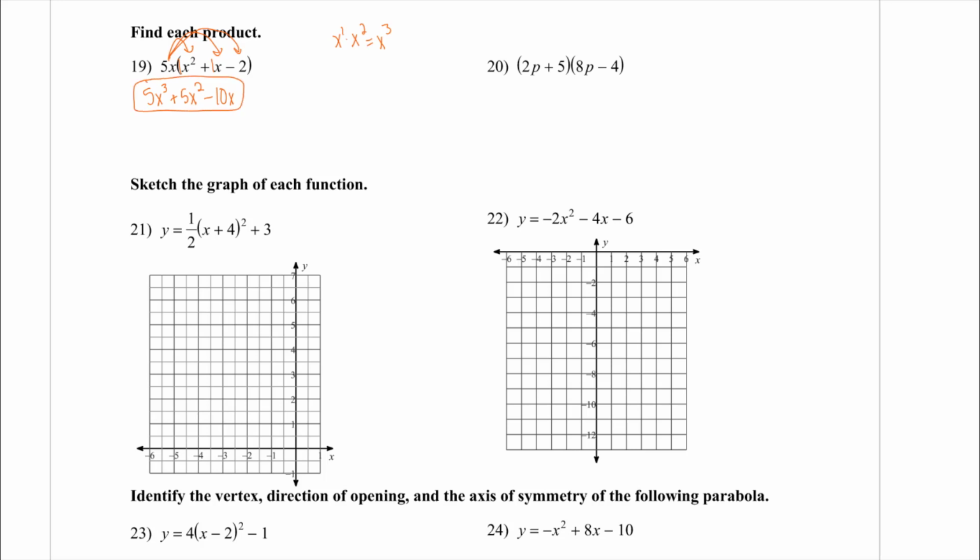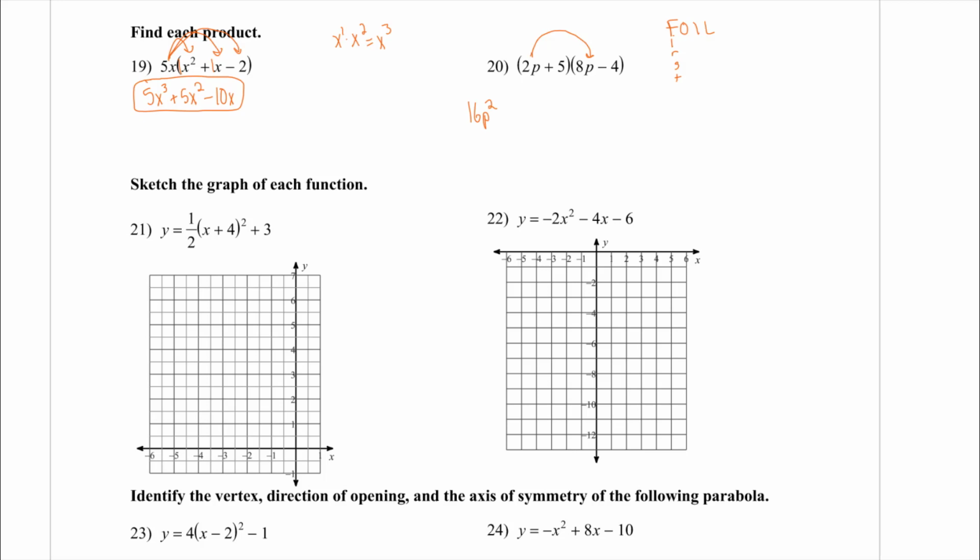So that's my answer. When it comes to a binomial times a binomial, or a binomial times something even bigger than a binomial, like a trinomial, what you would do is either use the acronym FOIL, or distributing properly does still work. You just have to be careful, because what you want to do is 2p times 8p, which is what the F stands for, first. So 2p times 8p is 16p squared.